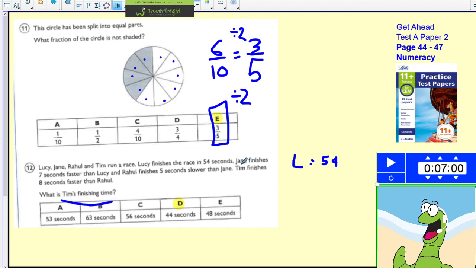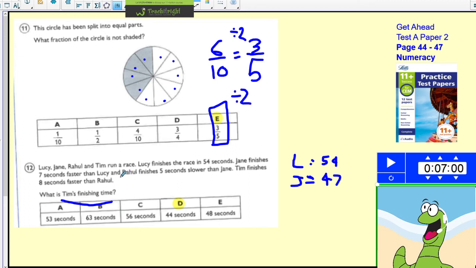What's the next fact? Jane finishes 7 seconds faster than Lucy. Remember, if you're going faster, you're going to be doing it in less time. That's important. So I want to have 7 seconds taken away. So let's do J for Jane. And she's going to be 7 seconds faster, so she's 54, take away 7. That leads to 47 seconds. That's Jane.